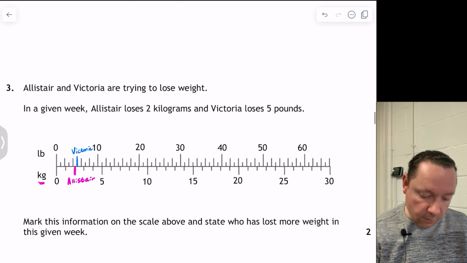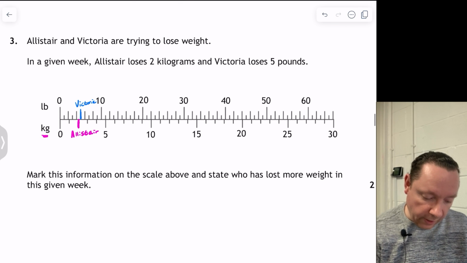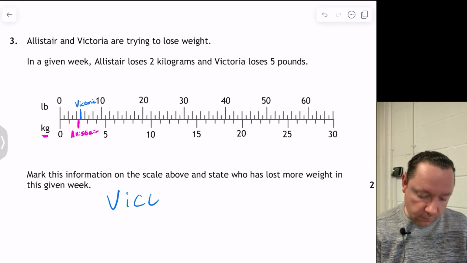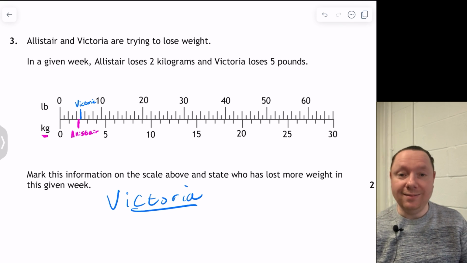So it then says, mark this information on the scale and state who has lost the most weight. Well, Victoria's lost more because it's higher up the scale. Victoria. And we're done there. Question 4.